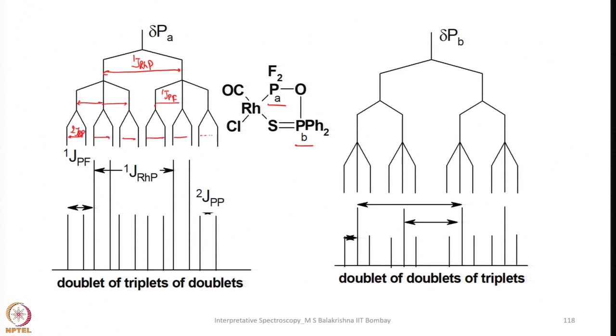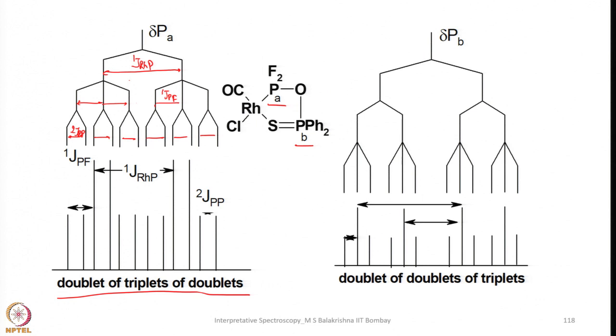So the spectrum should look like a doublet of triplets of doublets. This is how we pronounce it, starting from the doublet of triplets of doublets. This is how we describe the multiplet related to the PA signal.